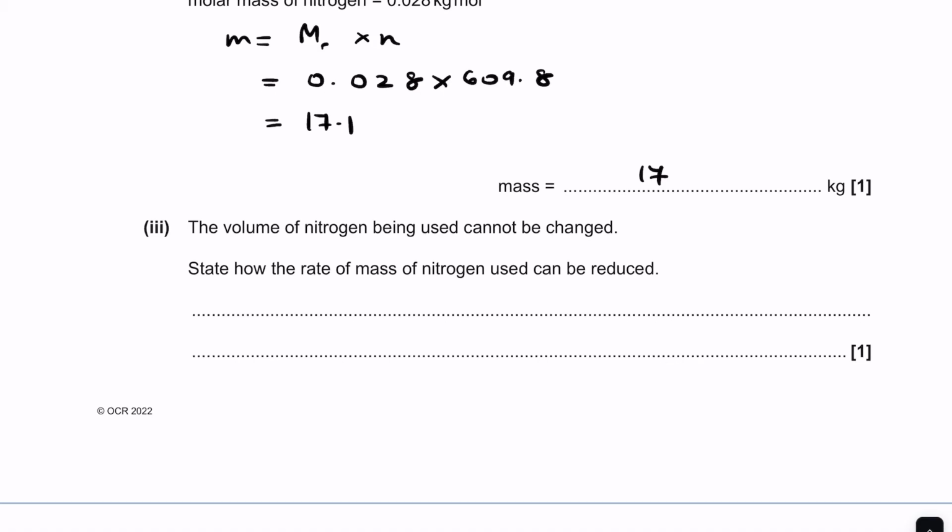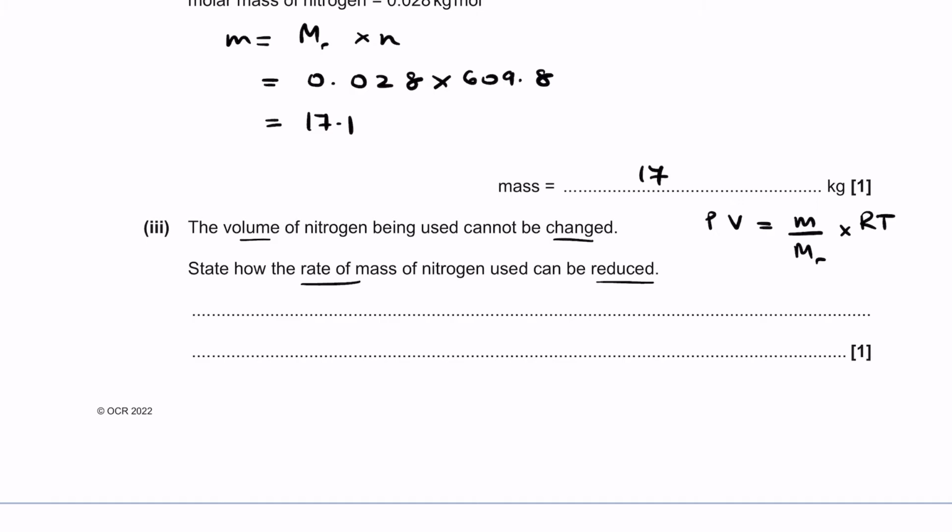So for the next part, III, the volume of nitrogen being used cannot change. State how the rate of mass of nitrogen can be reduced. So we want to reduce the rate of mass, but volume cannot be changed. Now we know that PV equals nRT. In other words, it's m over Mr times RT.